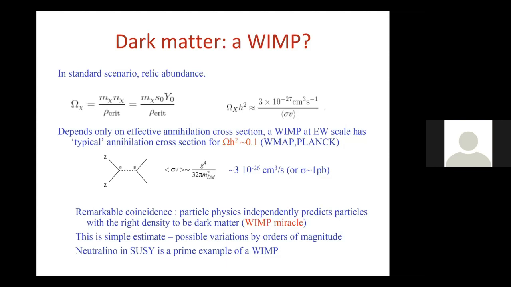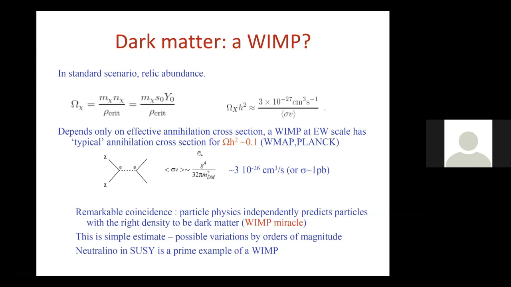and evaluate the abundance today. This gives us the value which has to be compared with the value measured by WMAP, the Omega h squared, which is just the mass of dark matter, the entropy today, the abundance today, and the critical density. Well, if you plug in the numbers, you end up with the relic density, which is proportional to 3 times 10 to the minus 27 divided by sigma v. And a cross section of about 3 times 10 to the minus 26 will give you just the right amount of relic density.